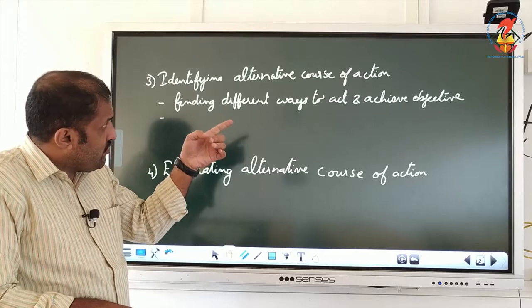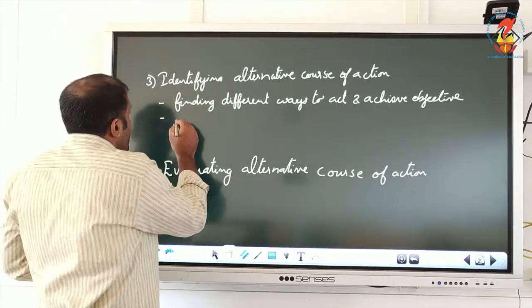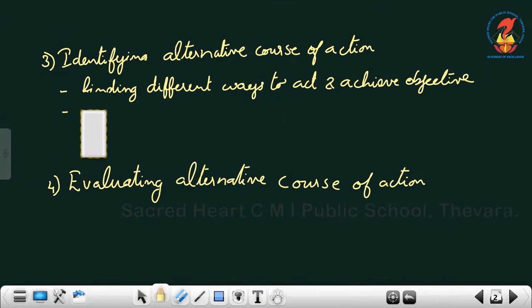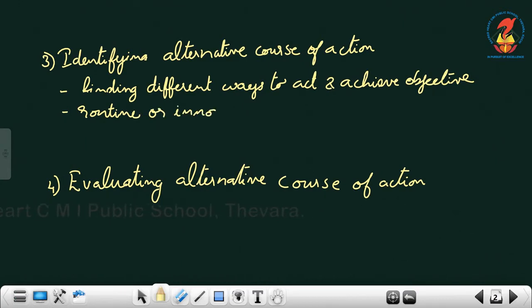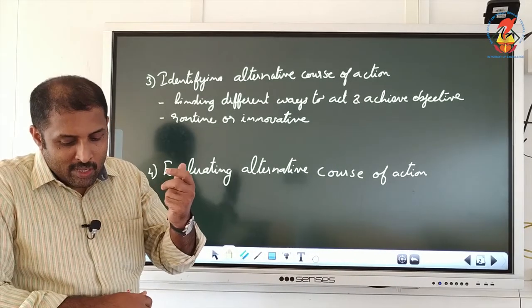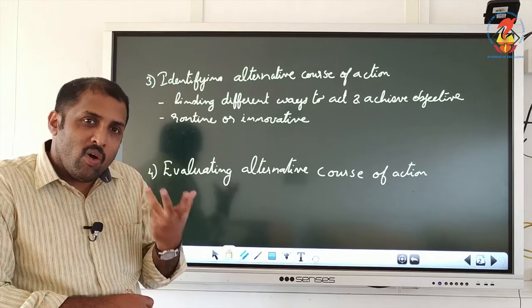The various, different ways can be either routine or innovative. For example, for going to Aluva, the routine, regularly used way is to go by bus. But if I am planning to go by helicopter, that's an absolutely different way. So it can be routine or innovative.